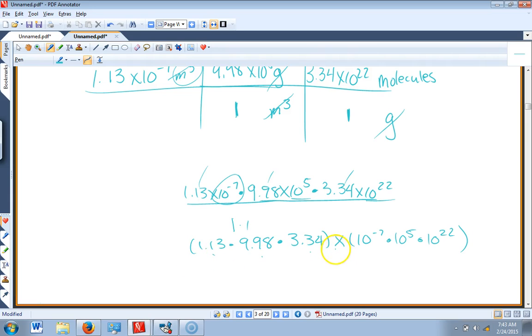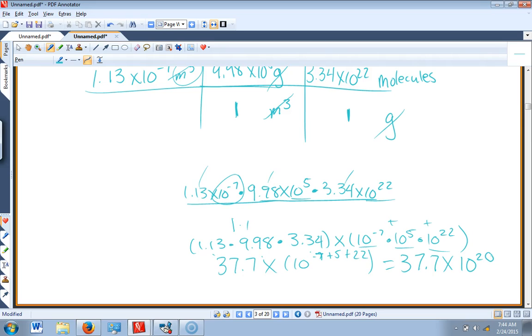So here we just need to multiply these numbers together, which is going to give us 37.7. And we are going to be multiplying that. Now we're multiplying like bases here, so it means we're going to be adding their exponents. So we have times 10 to the negative 7 plus 5 plus 22. So we simplify that again. We get 37.7 times negative 7 plus 5 gives us negative 2, plus 22 gives us times 10 to the 20th.